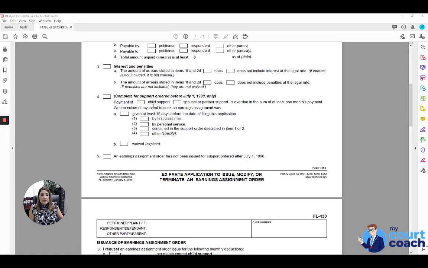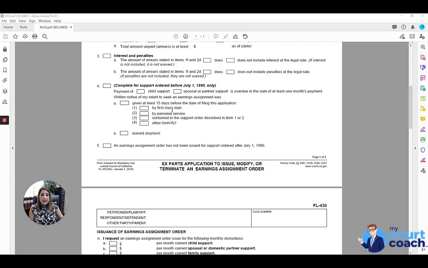Then below that, if there is any past due support payments, mark box 4 and indicate that you did give a notice to seek an earnings assignment order. That is if there was a stay of the earnings assignment order in place, because there needs to be some showing that there was not compliance with the order, and that's why you're now asking to lift the stay. If that was never made in order, you could just say waived and just say that a stay was never put into place.